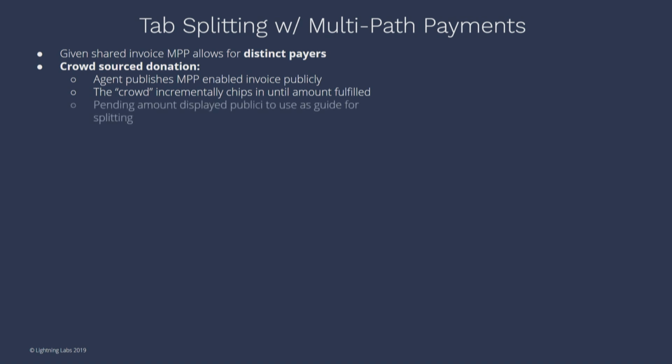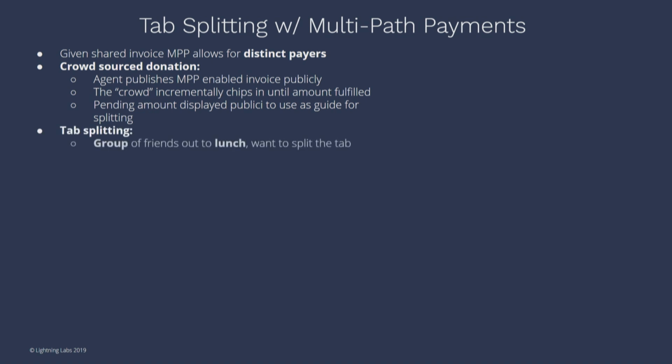And now at this point, the crowd can take that invoice amount and incrementally pay out portions of it to that receiver. This allows, let's say, 10 different individuals to all pay this invoice. The other thing is, for this use case, you would ideally want the pending amount to be published somewhere publicly, so people can properly craft their payment sizes accordingly.